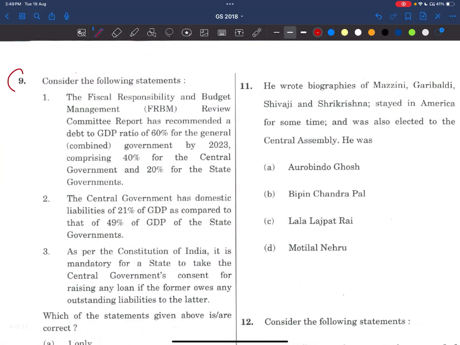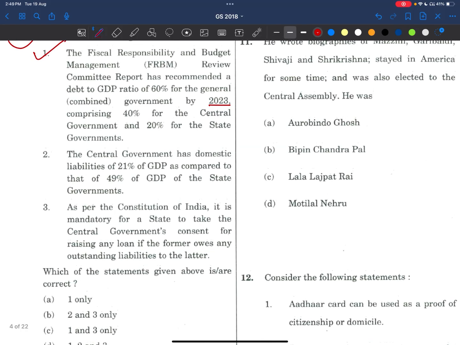Consider the following statements. FRBM Review Committee report has recommended a debt to GDP ratio of 60% for the general government by 2023, comprising 40% for the central government and 20% for the state governments. Yes, friends, this statement is exactly true. It is part of the recommendations. This committee was headed by N.K. Singh, and they have given report in 2017. Hope you will remember.